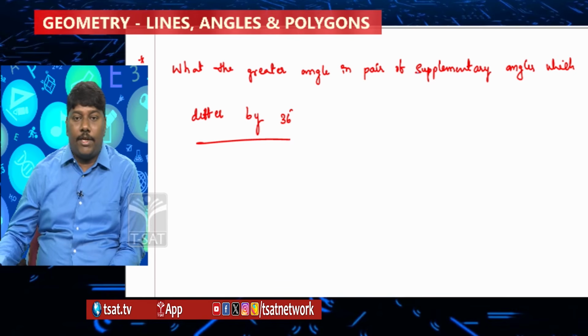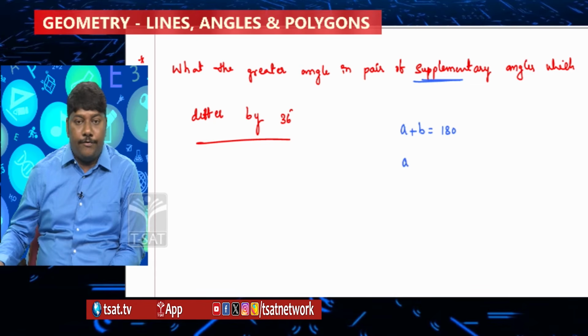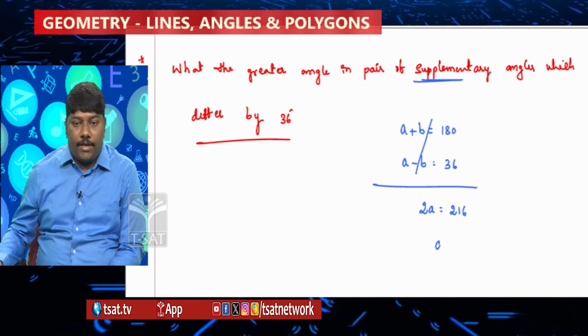First of all, you should know what supplementary angles are. The moment I say supplementary angles, their sum is equal to 180. And I am also saying they differ, which means the difference between these angles is 36. Since I am asking you the greater angle, just cancel them. A is greater, B is lesser, because A minus B is equal to 36. 2A is equal to 216. The greater angle is 108.